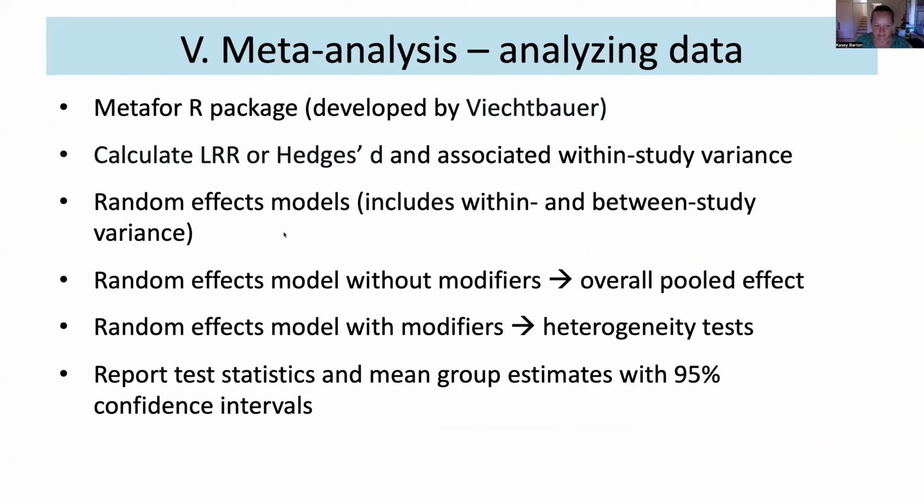So once you have that metadata set, basically the easiest thing to do is use metafor in R, which is a package developed by Viechtbauer, and it's a really great, easy to use package. And within metafor, you can calculate from those raw data, the means, standard deviation, and sample sizes, the test statistic, log response ratio, or Hedges' d, and it will calculate the within study variance. And then you want to use random effects models because that incorporates the within study variance, but also the between study variance that you need to do heterogeneity tests.